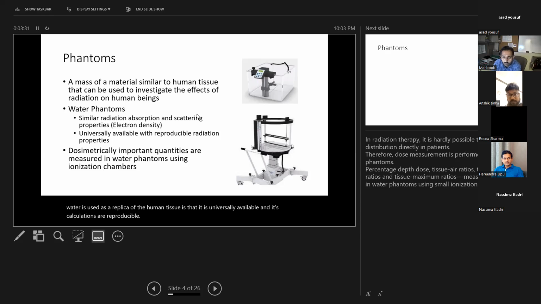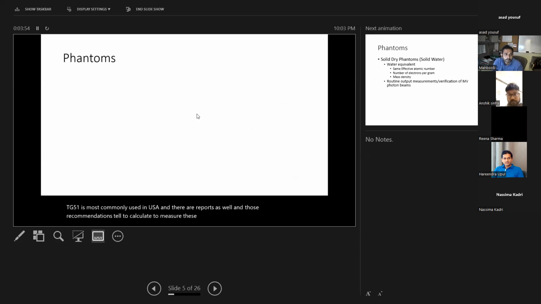All the dosimetrically important quantities which we will discuss in this talk are measured using the water phantom. These are requirements of some technical reports, like TG-51, which is most commonly used in the USA, and there are IAEA reports as well, and those recommendations say to measure these quantities in water.